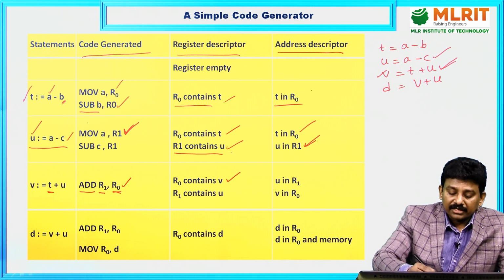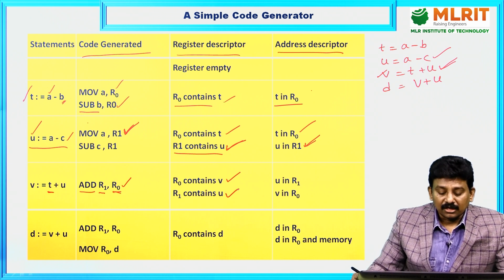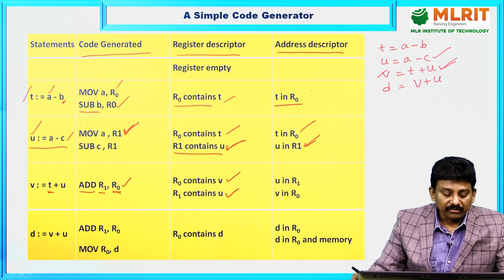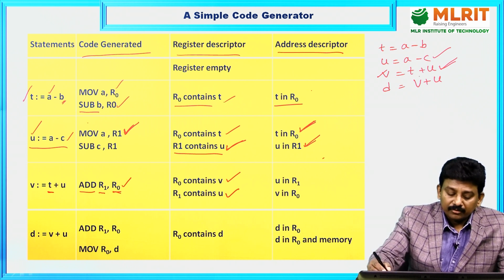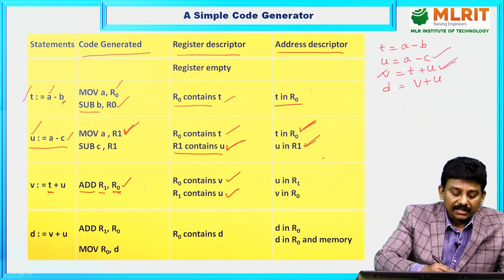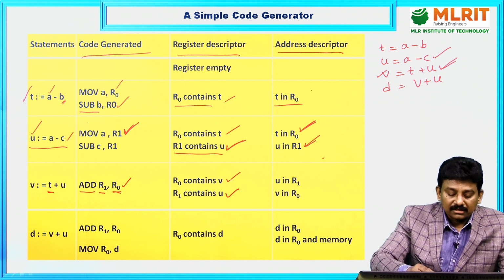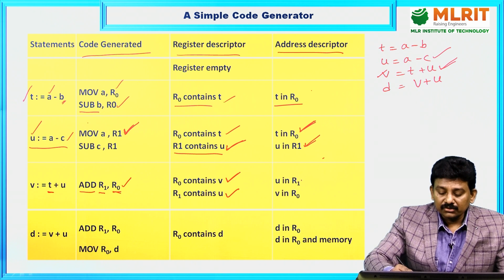r1 will contain u as usual. So r1 is not updated. The value of r1, containing u, is added to r0, which was previously containing t. So t plus u is added and the result will be stored in r0. r0 containing v. Now u is in r1, v is in r0.